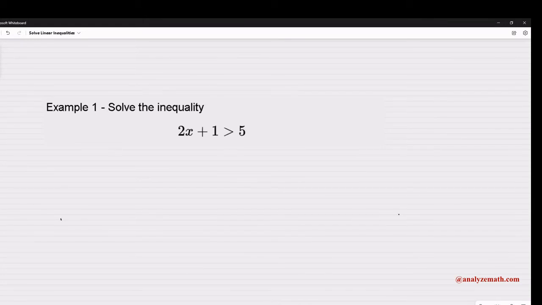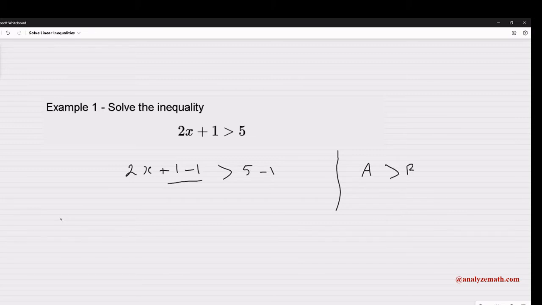In example number 1, we need to solve the inequality 2x plus 1 greater than 5. The steps to follow are very similar to solving equations. The idea is to leave the terms with x on one side and the numbers on the other side. So starting with 2x plus 1, we subtract 1. Why? Because 1 minus 1 is going to give me 0 on this side, and I do the same thing here. Now here I have used the following property.